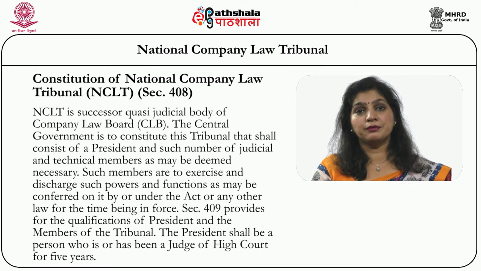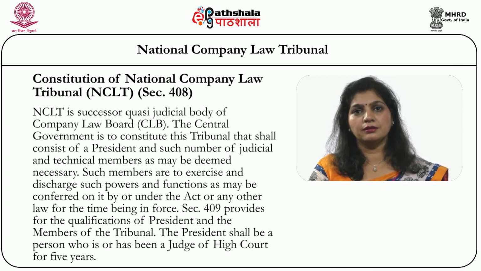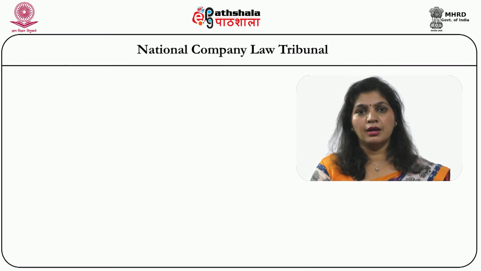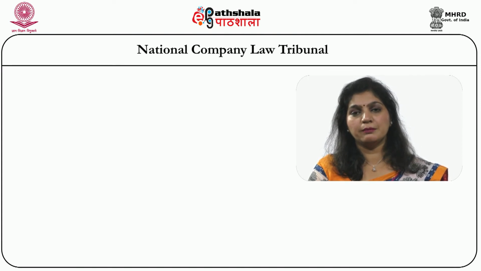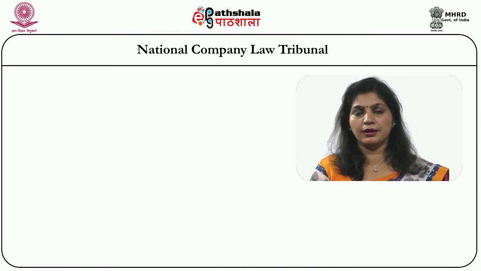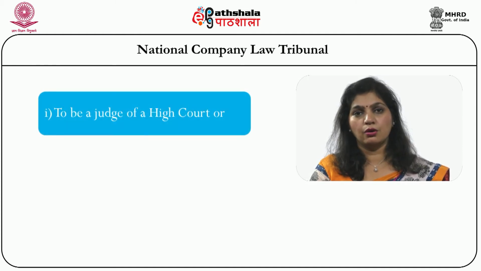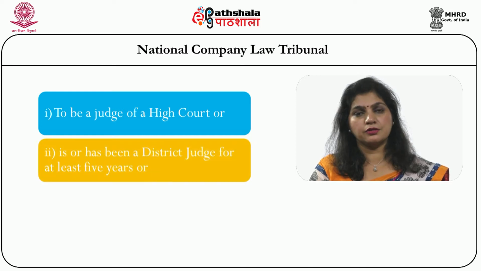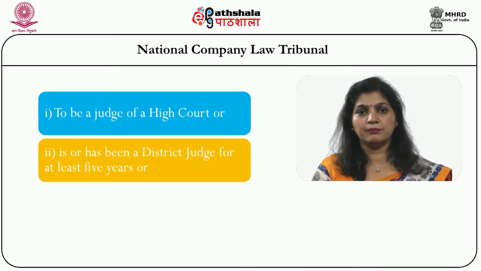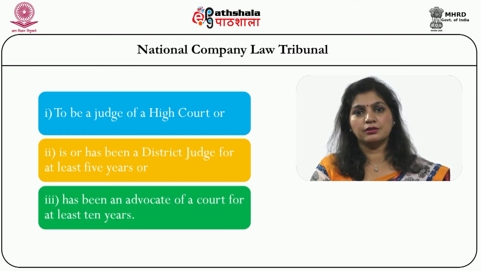Section 409 provides for the qualifications of the President and the members of the tribunal. The President shall be a person who is or has been a judge of the High Court for 5 years. To qualify for appointment as a judicial member, a person shall qualify under any of the following: can be a judge of a High Court, or is or has been a district judge for at least 5 years, or has been an advocate of a court for at least 10 years.